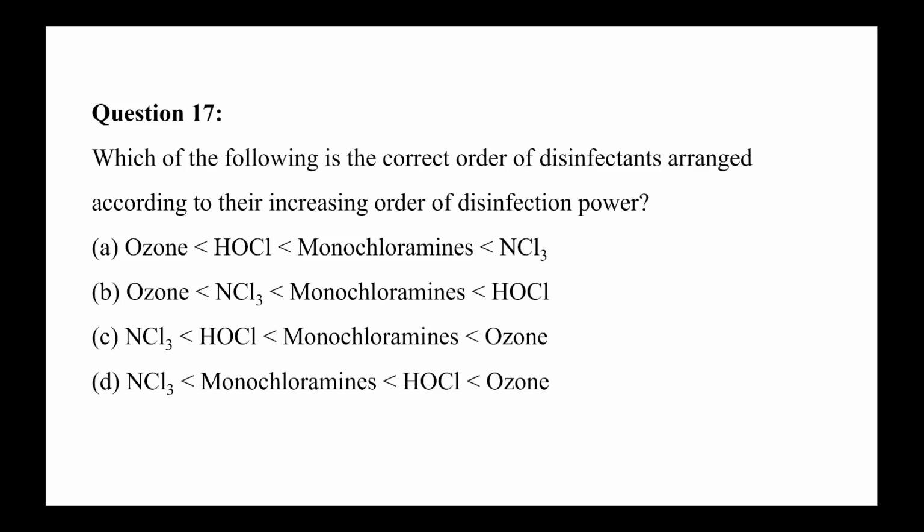Option A: ozone, then HOCl, that is hypochlorous acid, then monochloramines, and then comes NCl3. So this is trichloroamine. Option B is ozone, then trichloroamine, then monochloramine, and then HOCl, hypochlorous acid. Option C: NCl3, HOCl, monochloramines, and then ozone. And option D is NCl3, monochloramines, HOCl, and ozone.